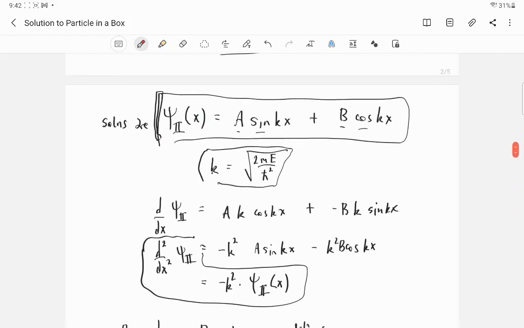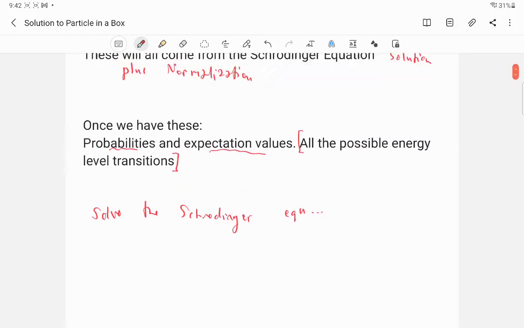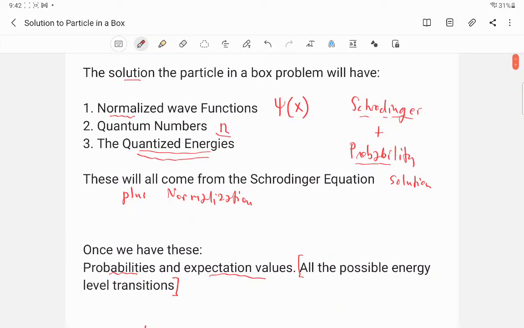So let's review what I told you we would end up doing. When we solve the particle in a box problem, we're going to have normalized wave functions. And we got those. They were indexed by an integer n, and we made all kinds of physics arguments on why the values of n could only be 1, 2, 3, and so on. Could not be 0, and we chose to simply ignore the negatives. And then we also got the quantized energies.